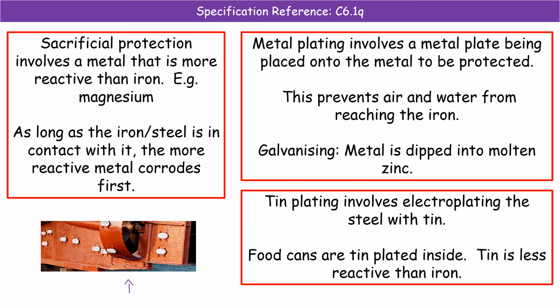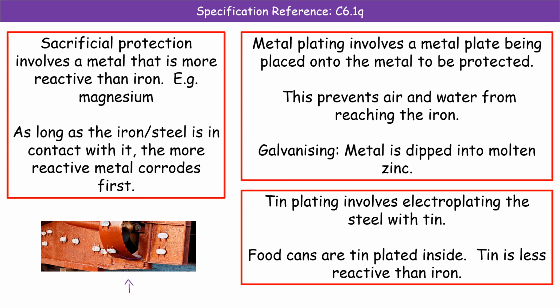A second option is we're going to plate it with tin. So here what we're using is electroplating, so connecting into a circuit so that obviously the tin is attracted to our steel. This is what we're going to use in food cans, for example. Now inside your food cans is a tin plate. So the majority of your can is just steel, but there is a tin plating around the inside. Now tin is less reactive than iron. So as long as that tin covering is in good condition, you're okay.